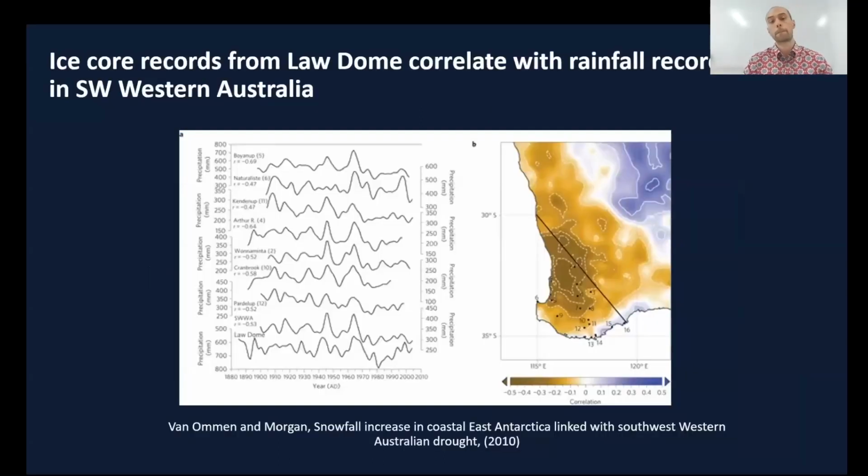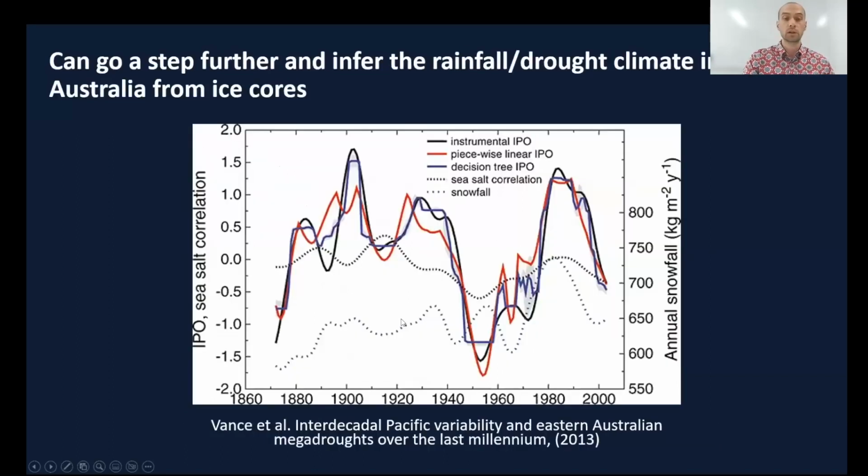For example, snowfall at Law Dome, which is a location in East Antarctica. This is on this bottom line here. This is showing snowfall there. It correlates very well with rainfall in Western Australia. We can go a step further.